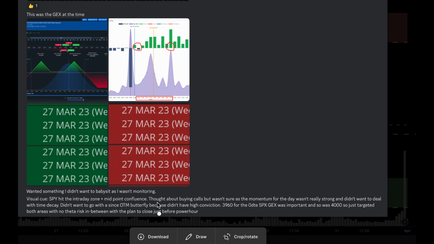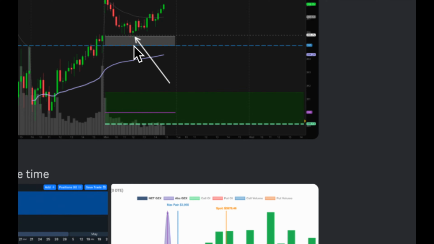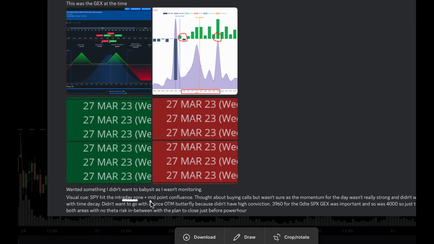So I wasn't going to be monitoring it. I wanted to keep my risk pretty low, and I wanted a high probability of success. So the visual cue, keeping it simple. So why did I run this trade? We have the visual cue. SPY is hitting these levels, so that caught my attention. SPY hit the intraday zone plus the midpoint confluence.